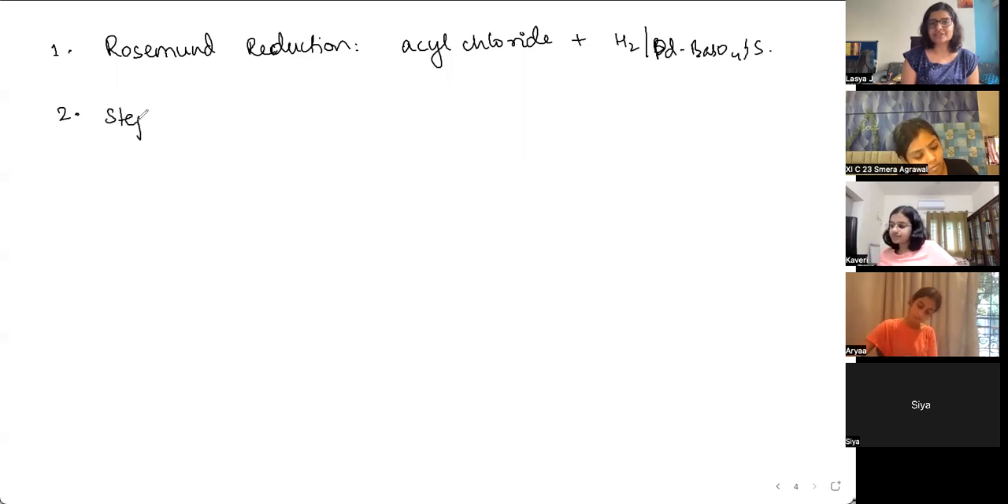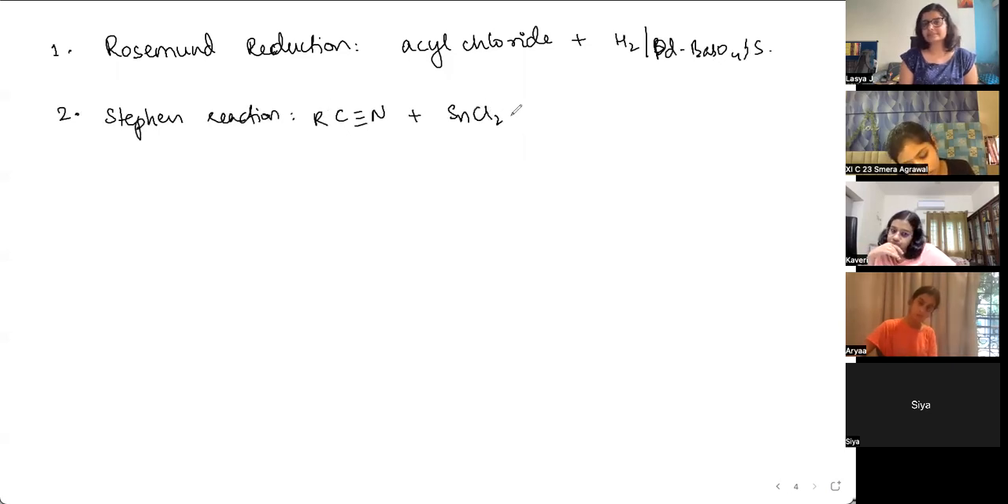Next, Stephen reaction. Nitrile plus SnCl2 plus HCl. So first you get imines, and imines on hydrolysis give aldehydes.